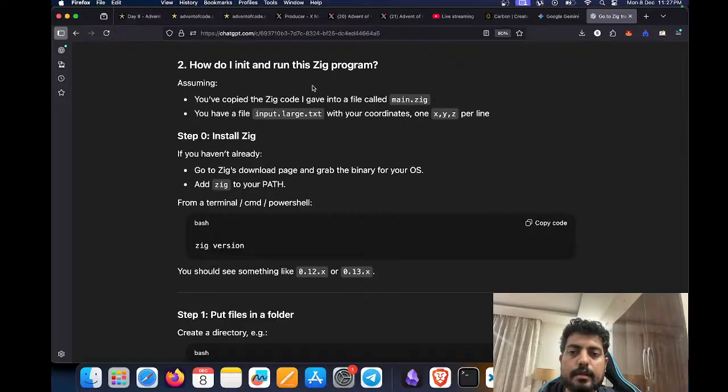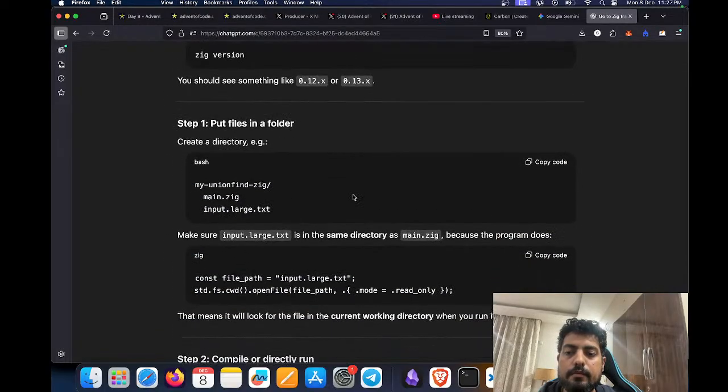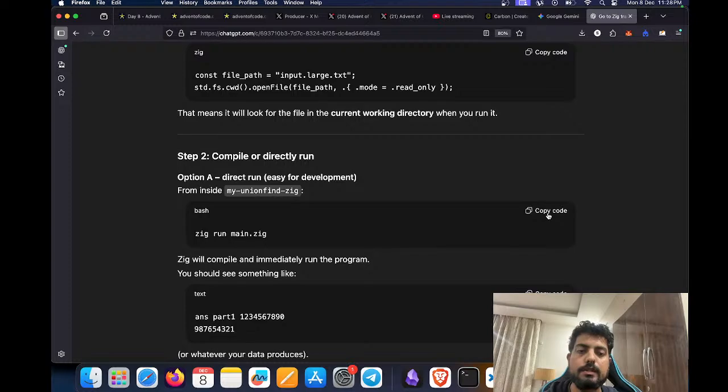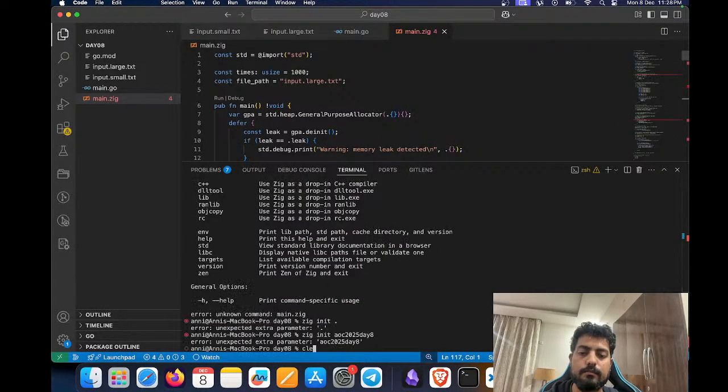How do I init and run this Zig program? You have copied the Zig code into main.zig. You have this Zig version .zig. Okay, zig run main.zig is the command.